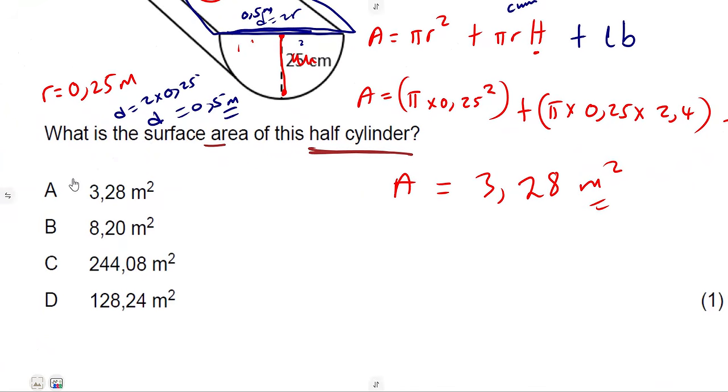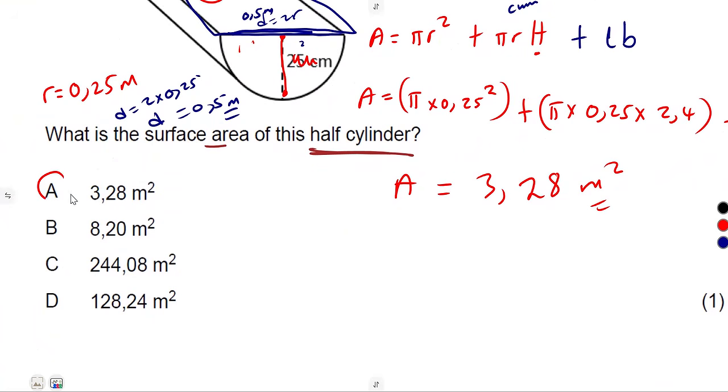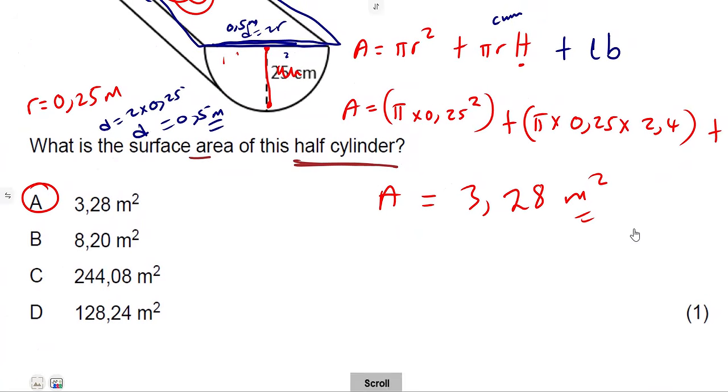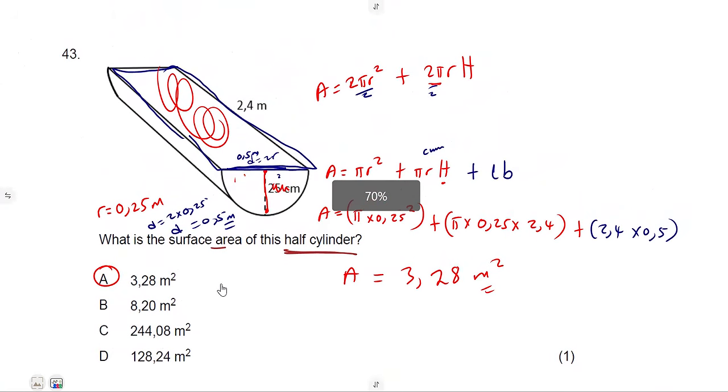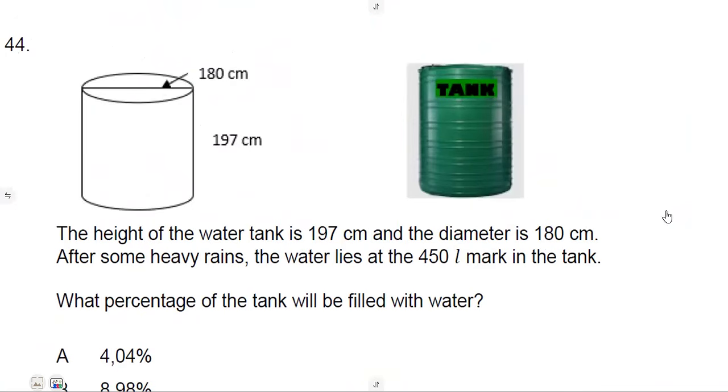3.28 is on what? Is on A. So the best answer was going to be A. So you must also consider how the answers are rounded off and how they are given. They are given all in square meters. So use meters in your calculations. That's the most important part.